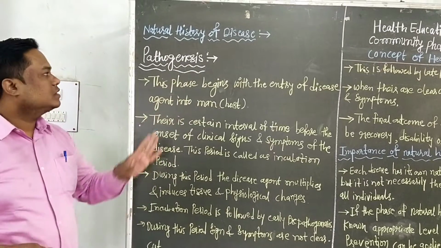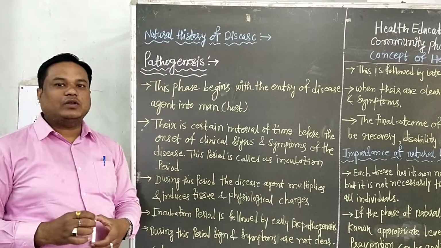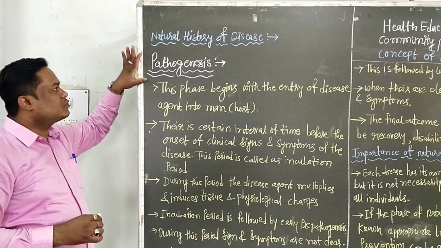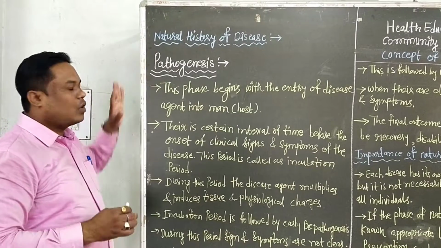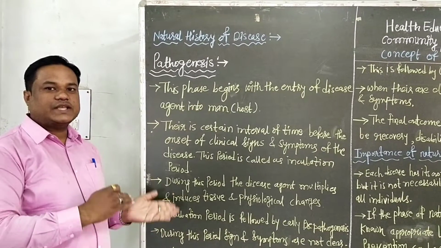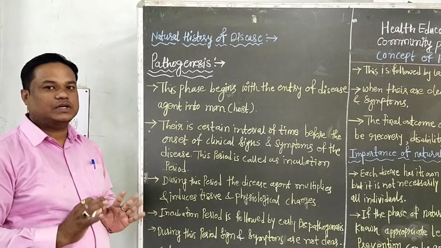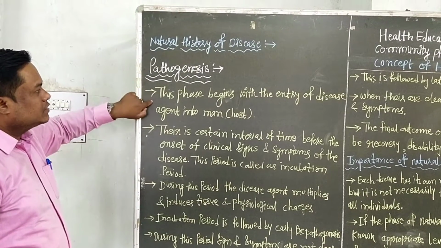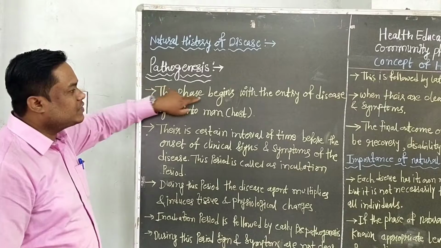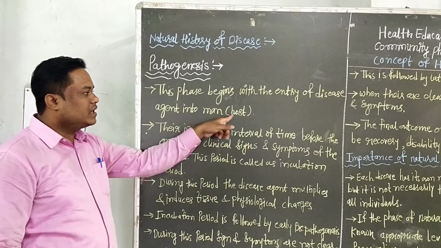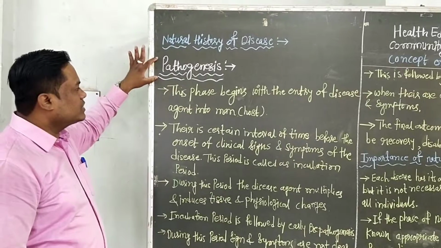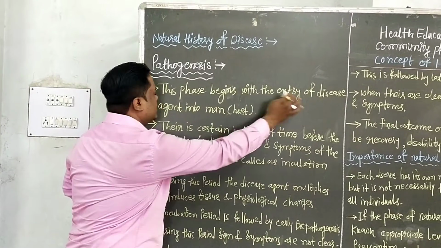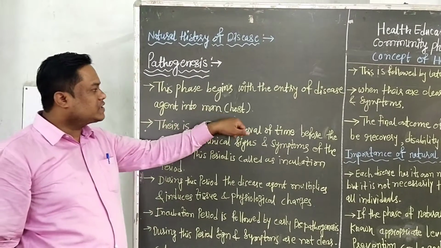Pathogenesis means what? Pathogenesis is a process of biological mechanism which leads to the disease condition. This pathogenic process describes the occurrence of the disease, that is acute, chronic or recurrent conditions of the disease. This phase, the pathogenesis phase, begins with the entry of the disease agent into the man, that is the host.